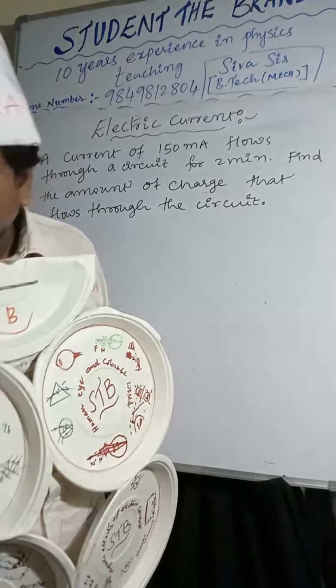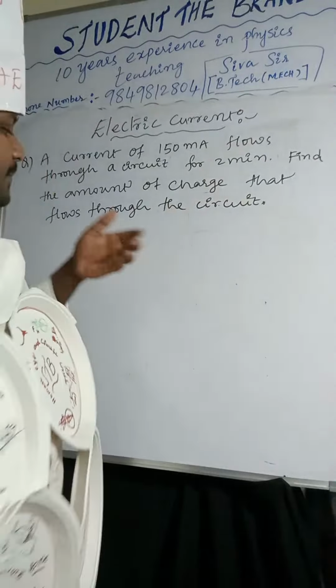So here you can see, a current of 150 milliampere flows through a circuit for 2 minutes. Find the amount of charge that flows through the circuit. They are asking for the amount of charge that flows through the circuit.